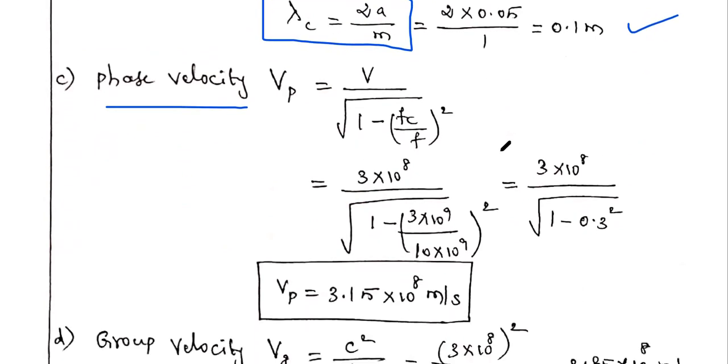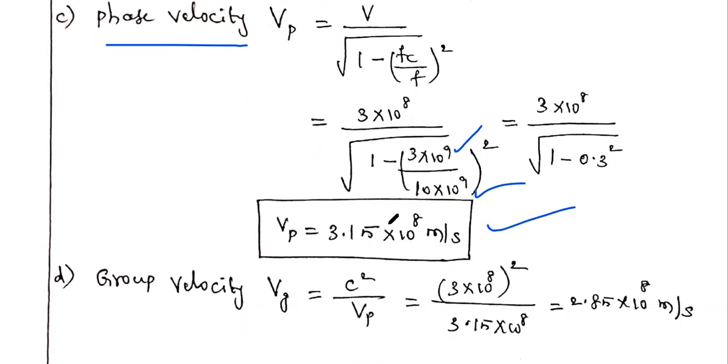Phase velocity and group velocity are common for both the rectangular waveguide as well as the parallel waveguide, the same formula only. Okay. So the phase velocity is V by square root of 1 minus (Fc by F) the whole square. What is V? 3 into 10 to the power 8. V is nothing but C, divided by square root of 1 minus (Fc, 3 giga, divided by F, the operating frequency, 10 giga) the whole square. We can get the answer as 3.15 into 10 to the power 8 meter per second. Okay, so phase velocity calculated.